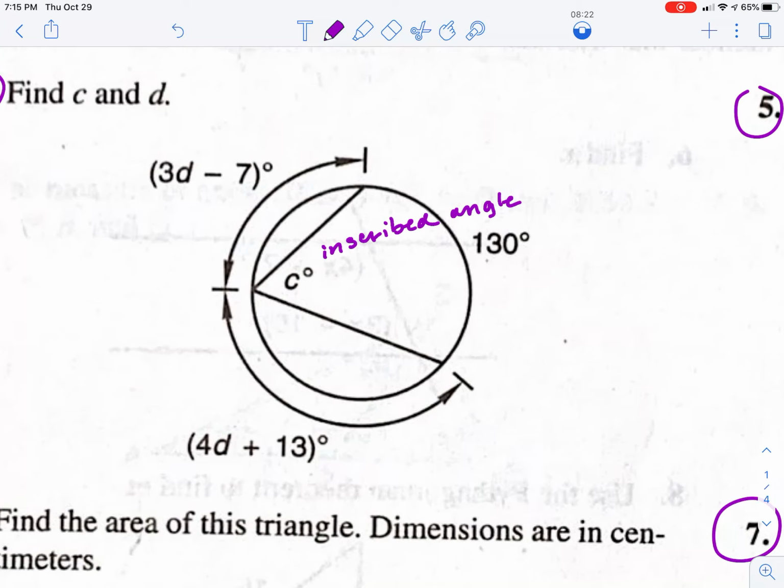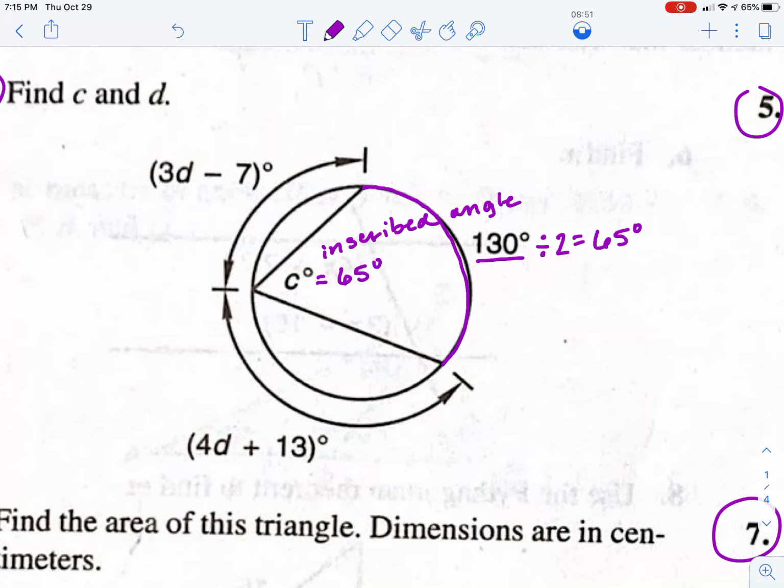There's a rule about the inscribed angle. I can figure out the degree measure of C by knowing what the degree measure of this arc is out here, okay? We always look at the inscribed angle, and it's always going to be half of the arc that's included in that inscribed angle. So if we divide that by 2, we get 65 degrees. So C is equal to 65 degrees.